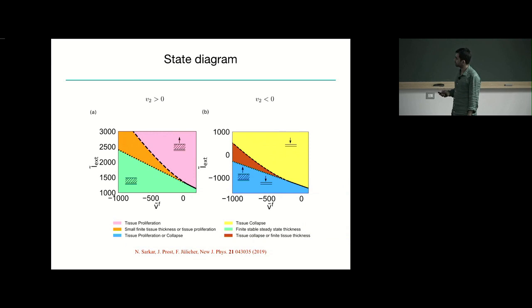For positive surface growth velocity, depending on which region of phase space you are in, you are either in the proliferating state, or in the finite tissue thickness state, or in the coexistence phase where you have both the fixed points. And here also, for negative surface growth velocity, either the tissue collapses, or there's an unstable fixed point, or you have the coexisting phase in between. So that's the state diagram you obtain from that.